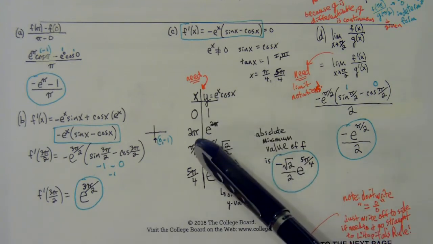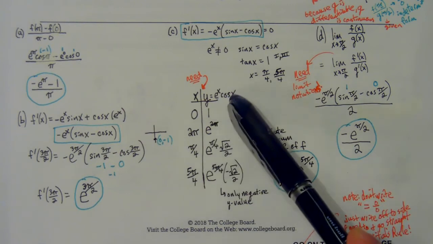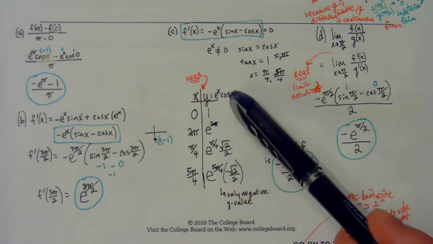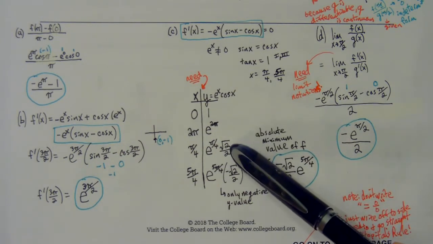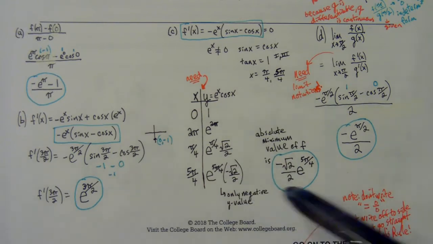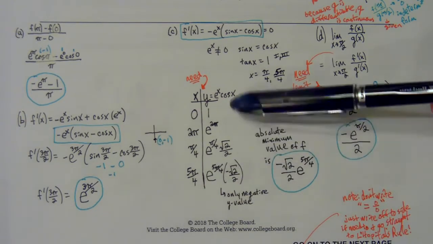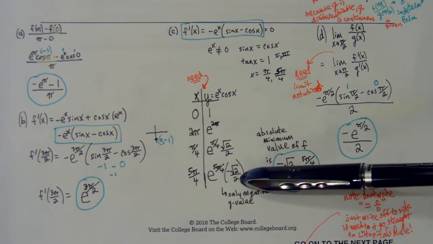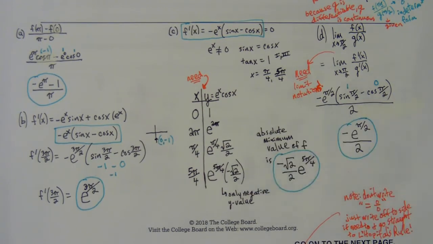If we plug in 2 pi, you're going to get e to the 2 pi, cosine of 2 pi is 1, so you get e to the 2 pi. When you plug in pi over 4, you get e to the pi over 4 times the cosine of pi over 4, which is radical 2 over 2. When you plug in 5 pi over 4, your cosine of 5 pi over 4 is negative radical 2 over 2. And see how I didn't have a calculator on this one, but they made it work out to where I can tell, since this is the only negative answer, that's going to be my absolute min. So there's your answer, then you're done right there.